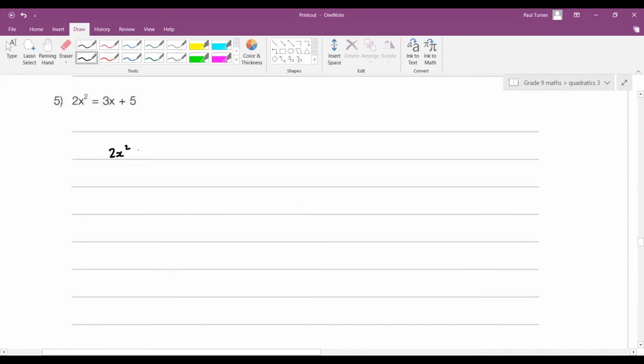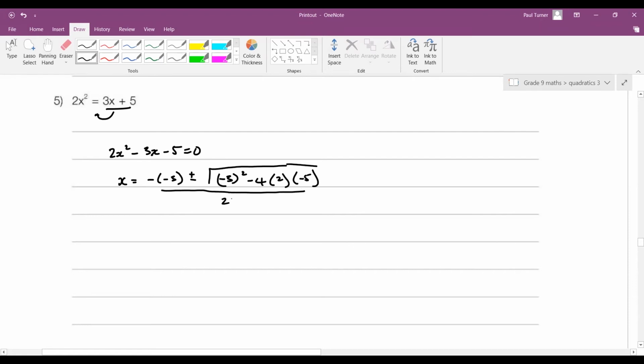So 2x squared. Now these numbers should be brought to the other side. So minus 3x minus 5 equals 0. So let's just put them into your formula. X is minus b, minus -3, plus or minus the square root of b squared. Now that's minus 3 squared minus 4 times A times C, all on 2A.